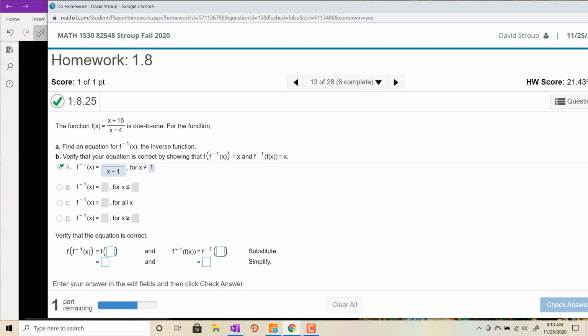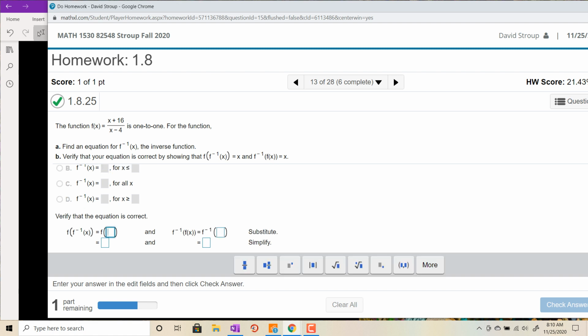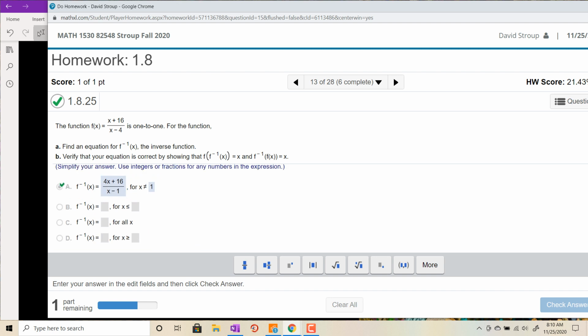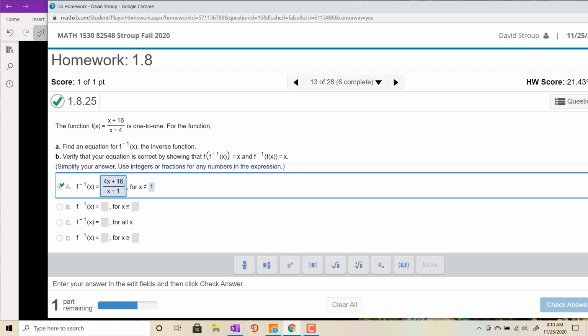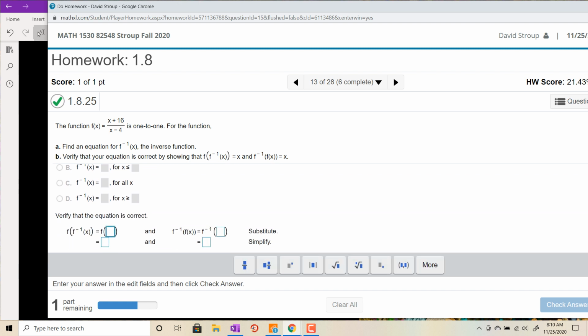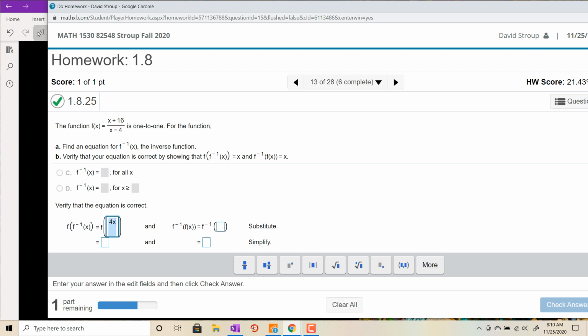Verify the equation is correct. So basically all you have to do is put the original equation in there. Well, in this case you have to put 4x plus 16 all over x minus 1 in there. Okay, so 4x plus 16 all over x minus 1. And then if you put that in there, it should equal x. You can do that yourself, or, I don't have time to bother, so I'm just going to put x in there.